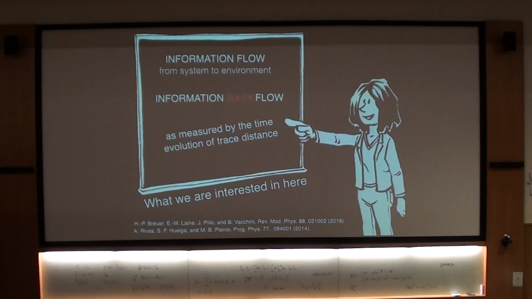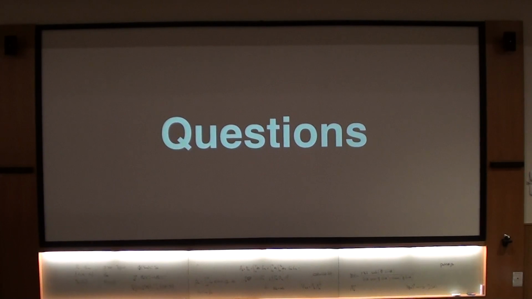So, in a simple way, and here are two recent reviews on the Markovianity in terms of information flow, with much more information than what I gave you now. One of the ways of doing it is really looking at the behavior of trace distance. Now, before I continue with some more specific examples, do you have questions on this point?